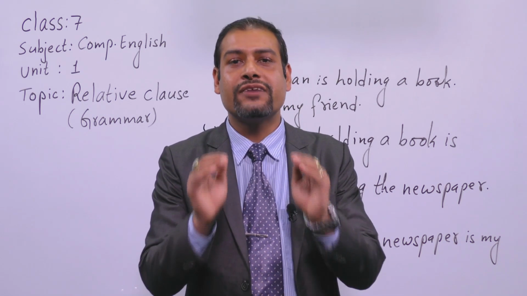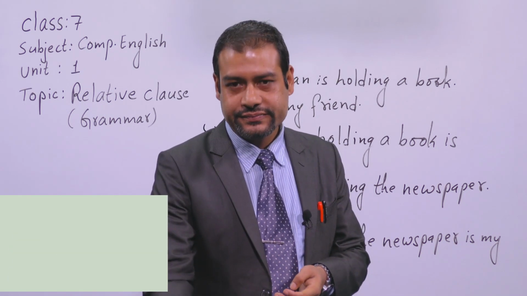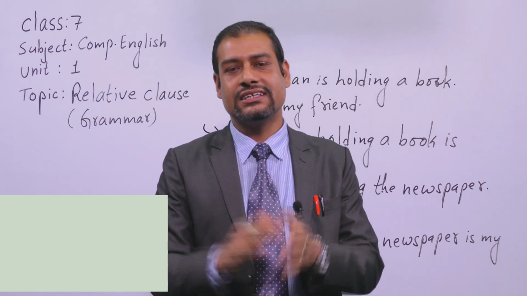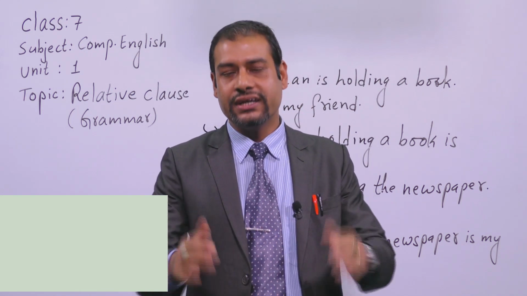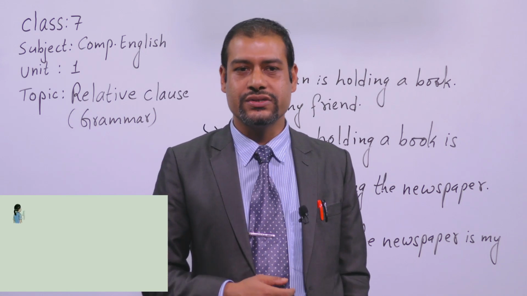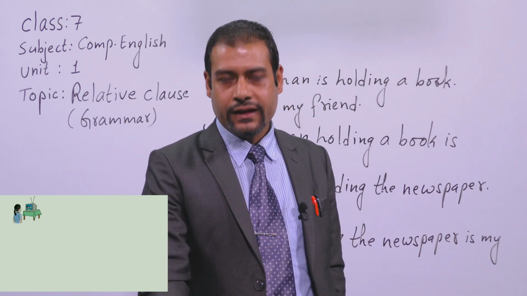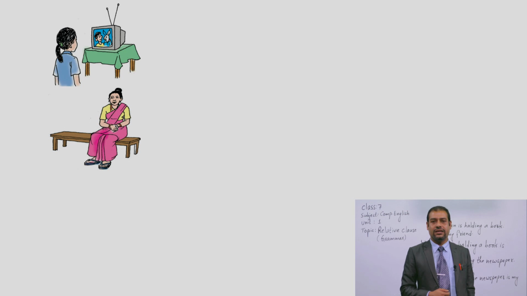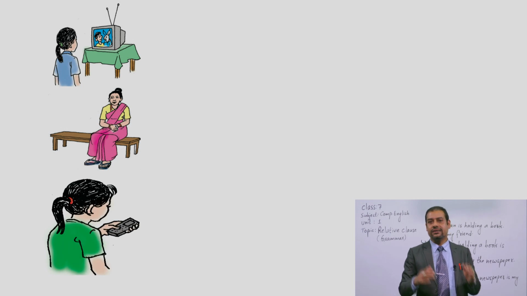These pictures are from your textbook, okay? You can find these pictures in your textbook in Unit 1. Dear students, now you can have a look. A girl in front of the television, then a woman on the bench, and then another girl using a mobile phone, okay? If I ask you to write three sentences for these three pictures, can you do that? Please write it down in your exercise book.